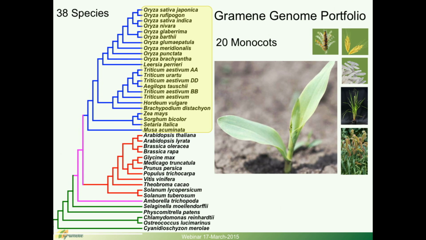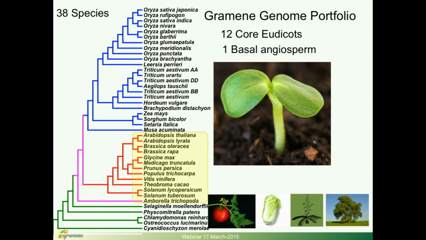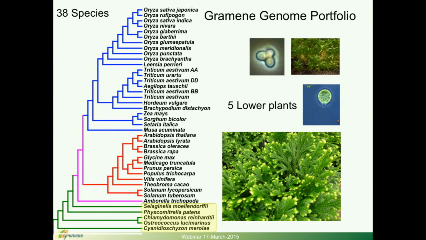So this comprises 20 monocots with heavy representation of Oryza and related rice species, plus other cereals in the grass family. But we also have banana. We have 12 core eudicots and 1 basal angiosperm, Amborella. And we also have 5 lower plants.